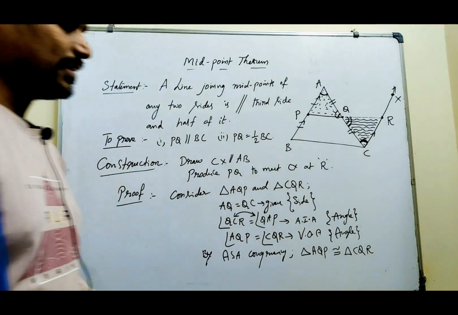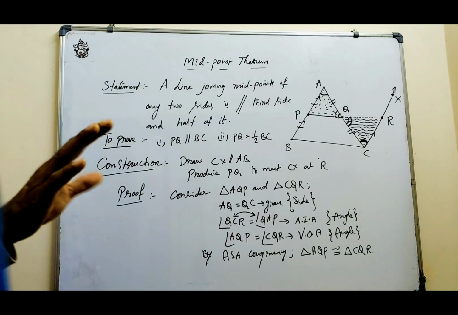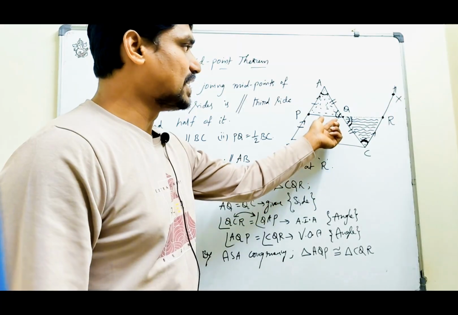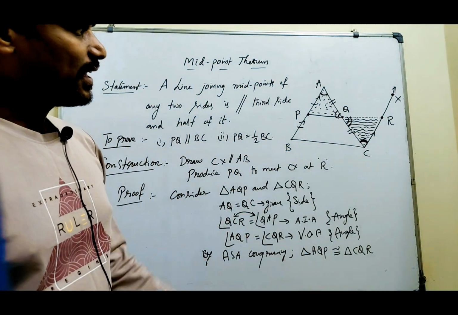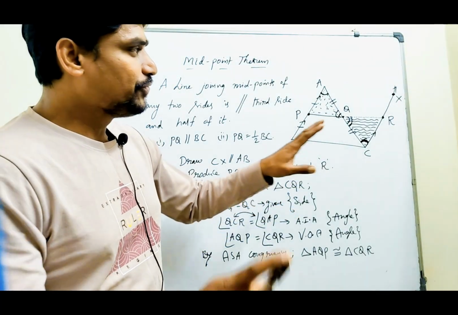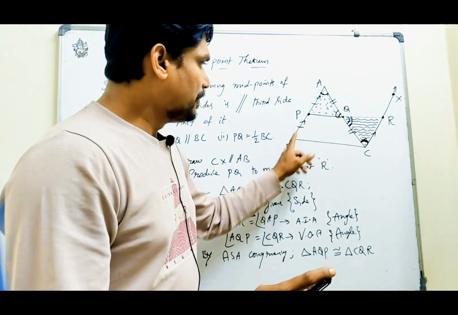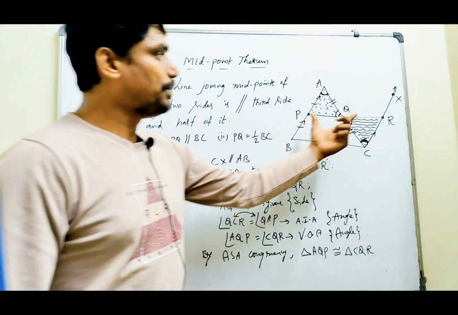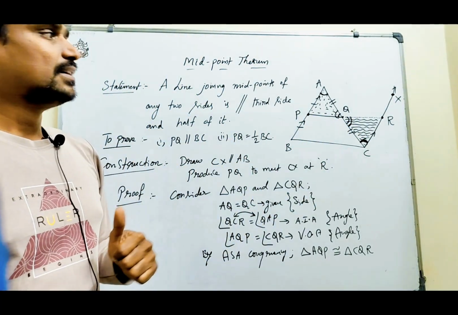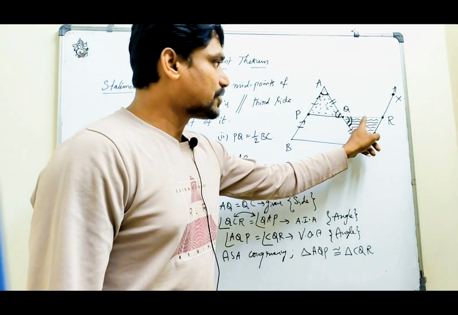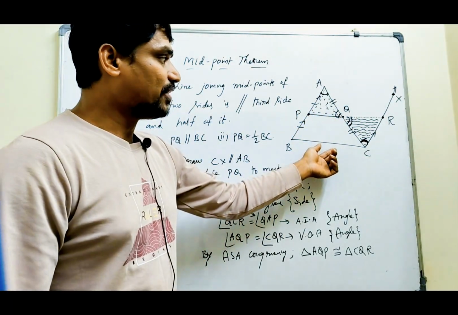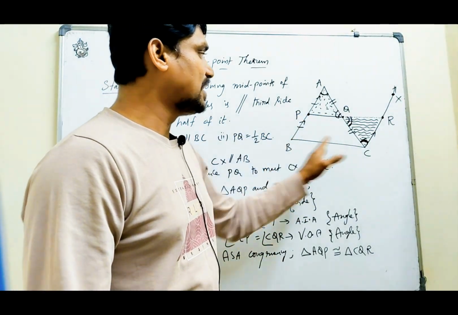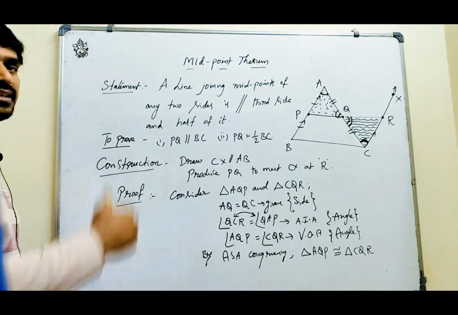Now what do we do here? What is our main motto? We need to prove the PQ and BC relation. For that, if you can prove PBCR is a parallelogram, then PR and BC are equal to each other. And also if you can prove PQ is equals to QR, then PQ is half of BC indirectly. So that way, let us try to prove PBCR is a parallelogram. That is our next thing.